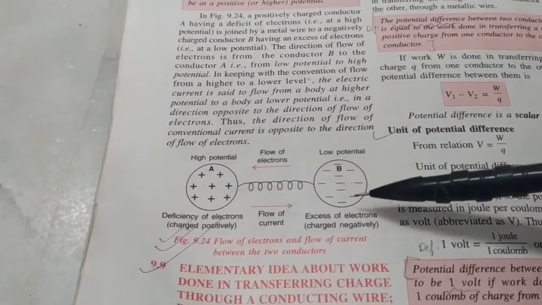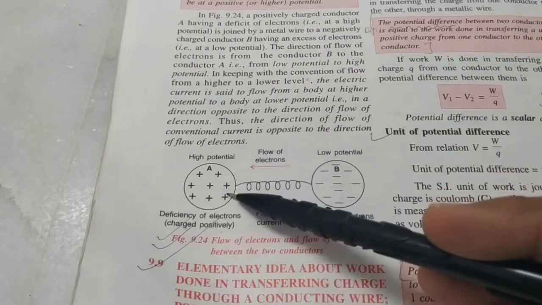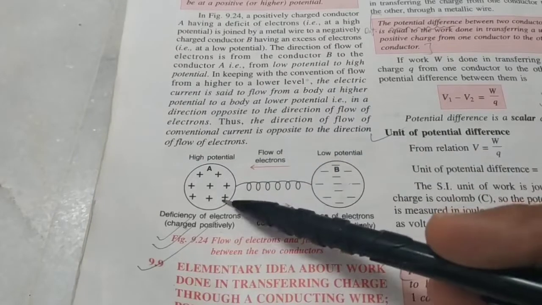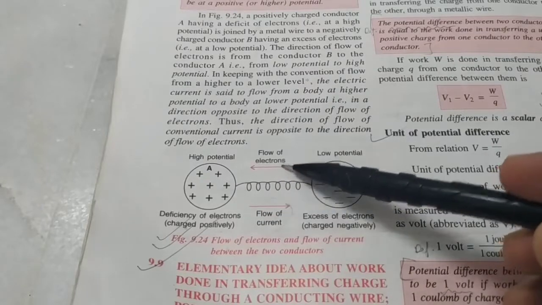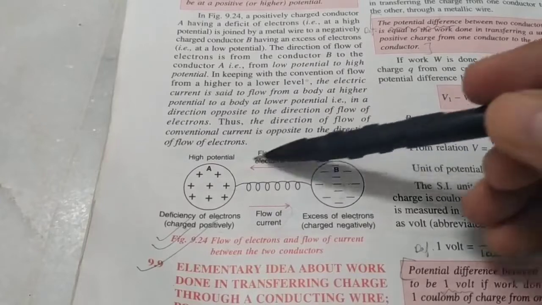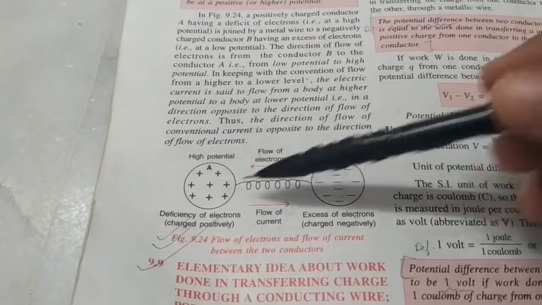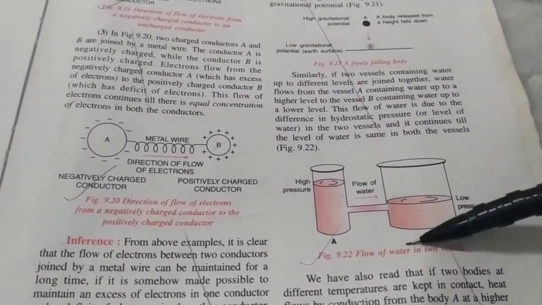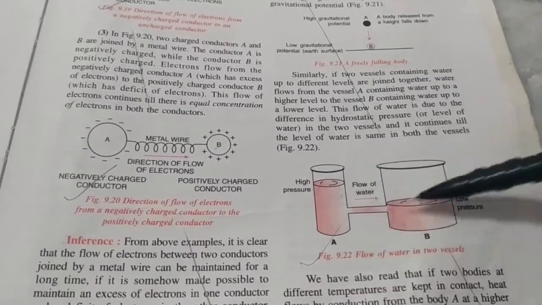So this is the diagram you have to draw. It's double ticked. Electrons are flowing from positive conductor to negative conductor, that is high potential to low potential, is the flow of current. Electrons are flowing from low potential to high potential, that is excess electrons to deficiency of electrons. The more the difference between them, the more is the current which will flow. Just like even here, the more the potential difference between the water levels, the more is the flow of water.